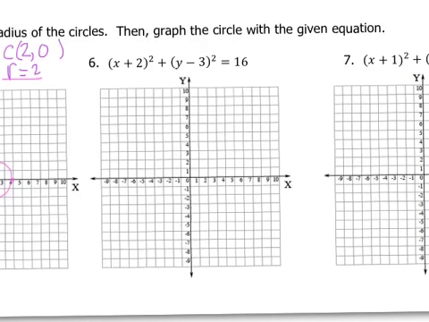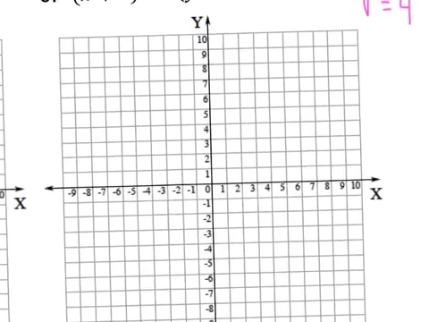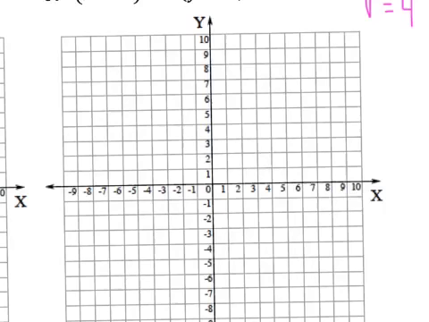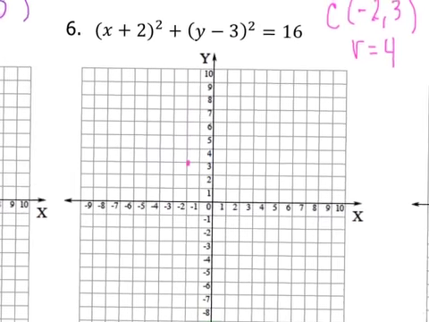All right, looking at number 6. Kaylin, what is the center of this circle? Very good. -2, 3, and what is the radius? 4, very good. So once you get your center and your radius, it's just a matter of plotting. So -2, 3. And then our radius was 4.